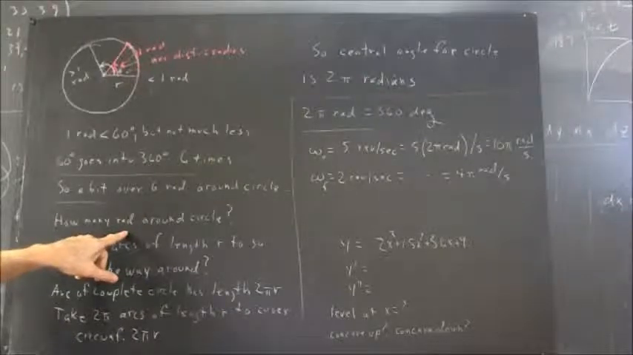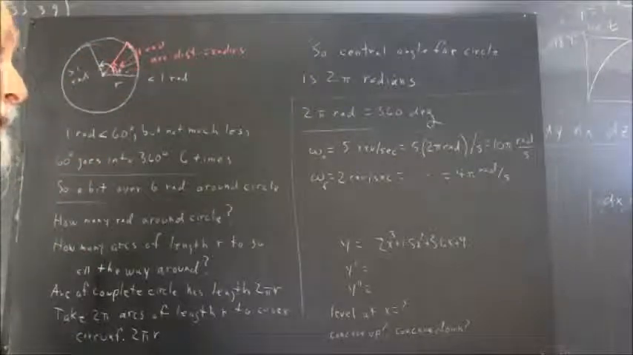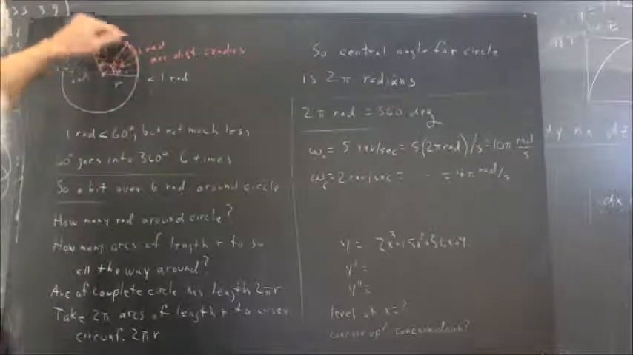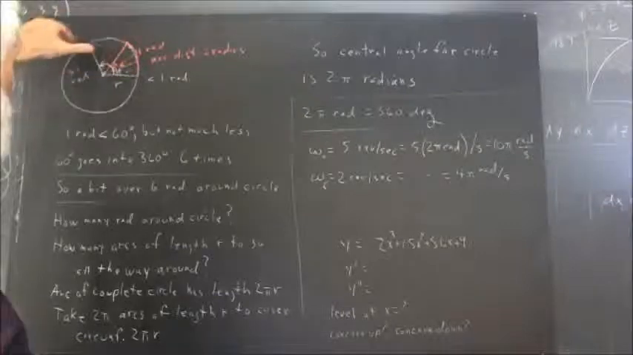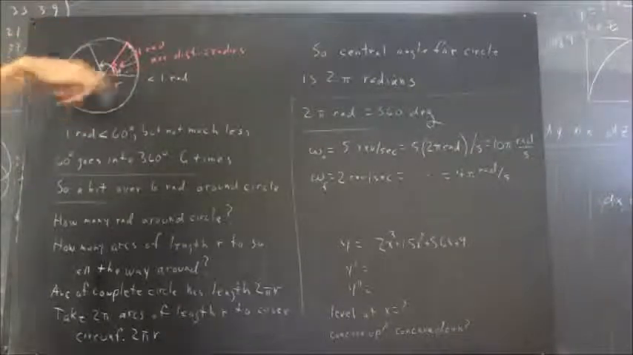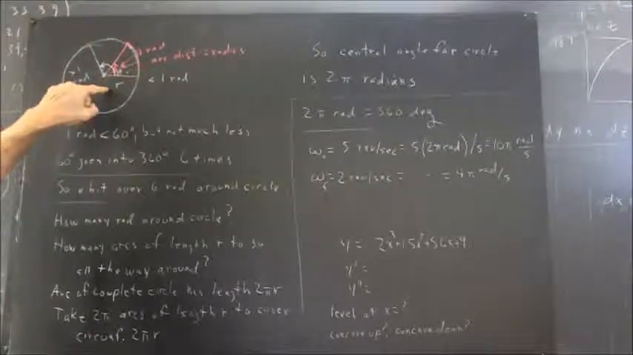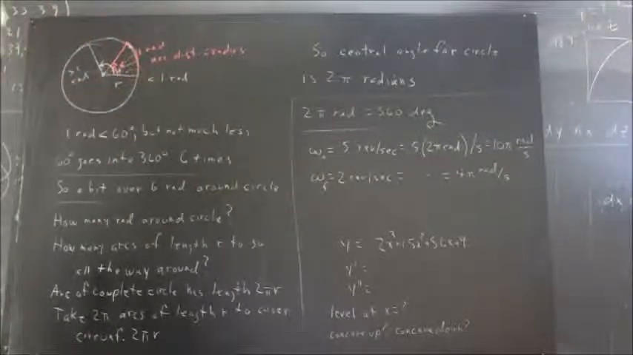Okay, well, you've got an arc that's equal to the radius. Now, in order to get all the way around the circle, you're going to have to put arcs together to go all the way around. How far do they have to go? Well, all the way around the circle is 2 pi times the radius.